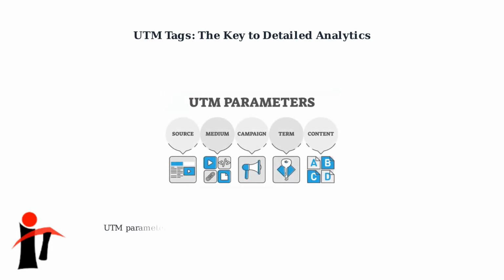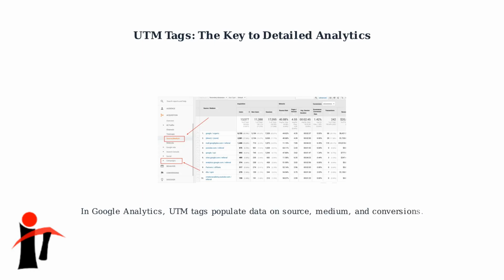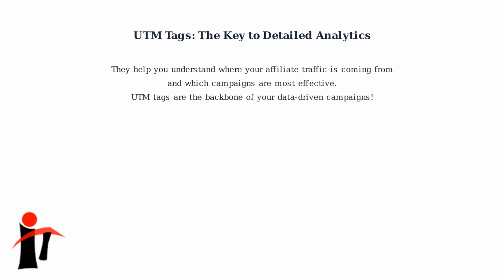UTM parameters help identify the source like Instagram, the medium such as a button, the campaign name, and other details for precise tracking. In Google Analytics, these UTM tags populate your reports with data on traffic sources, mediums, and successful conversions. They help you understand where your affiliate traffic is coming from and which campaigns are most effective. UTM tags are the backbone of your data-driven campaigns.